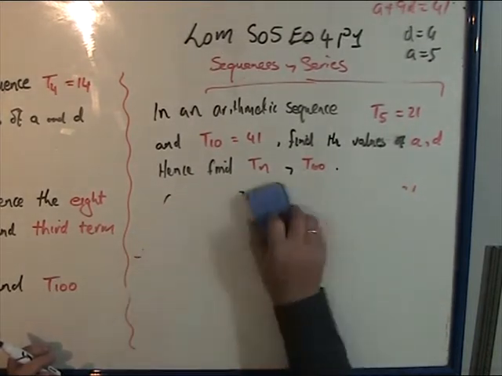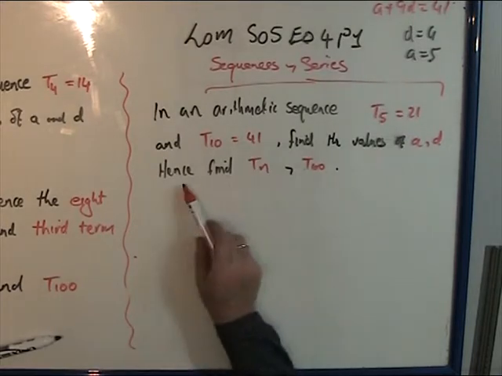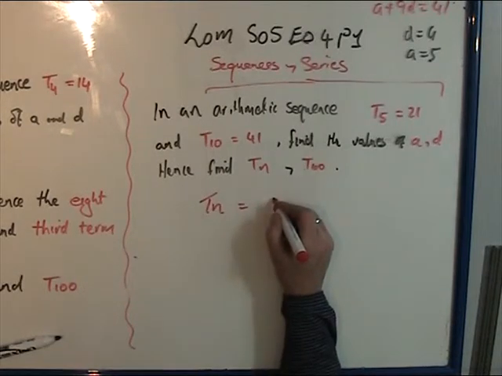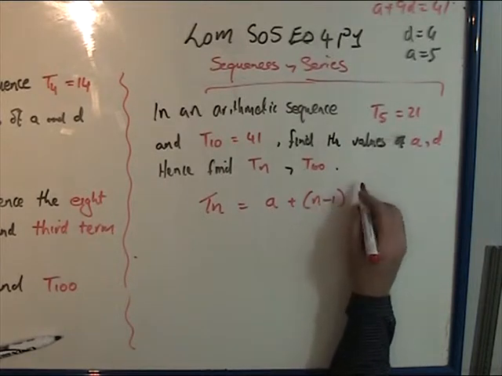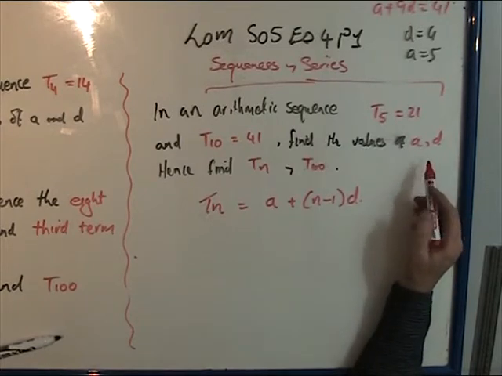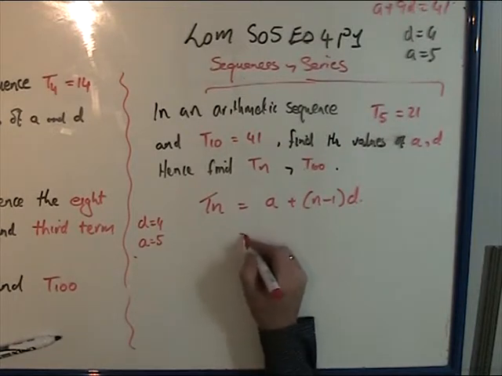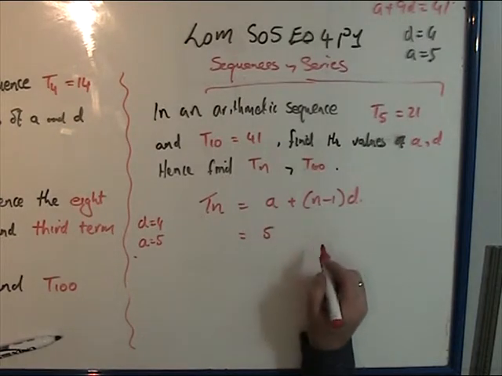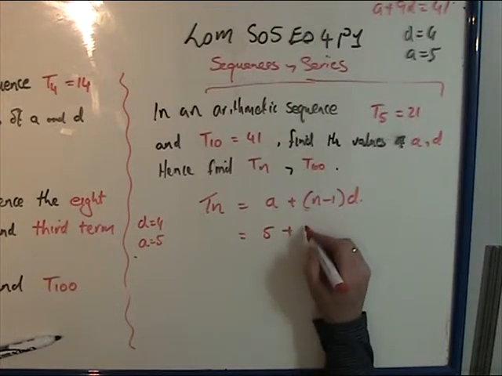Okay, A and D. Now the next part, I'll have to use the previous equations for this, I think. The next part says, find Tn. We know that Tn is equal to A plus n minus 1 times D. I have my values: D is equal to 4 and A is equal to 5. I found these through simultaneous equations, and I can find the general term by the same method. Now I'm filling in A is equal to 5, D is equal to 4.